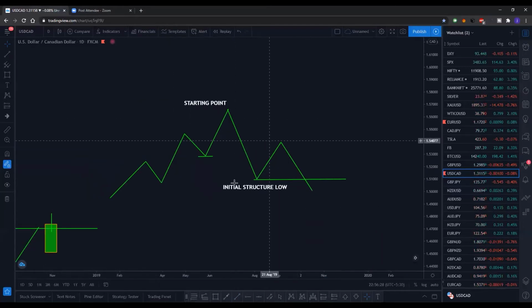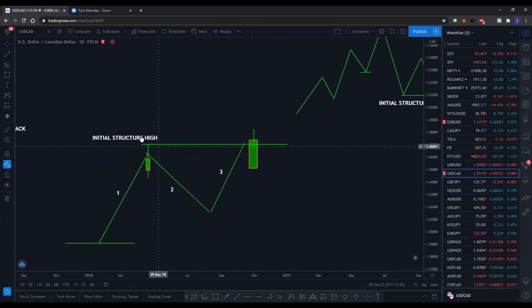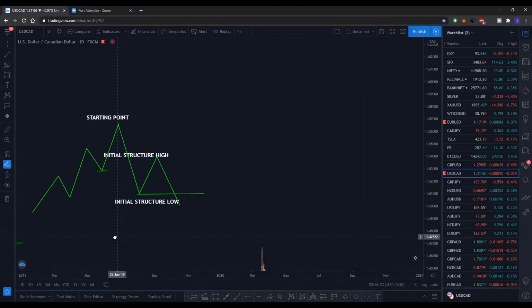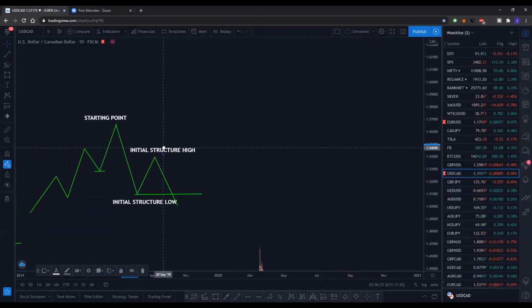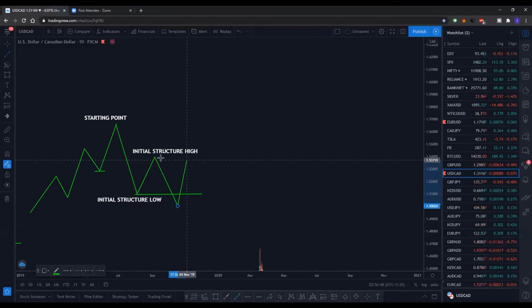And on the higher side, this pullback, once we have a break and close below the previous structure, then we can call this point the initial structure high. Now, if this trend has to violate, the market has to break above this initial structure high. Until then, it can go up till here, and we are still in the downtrend.